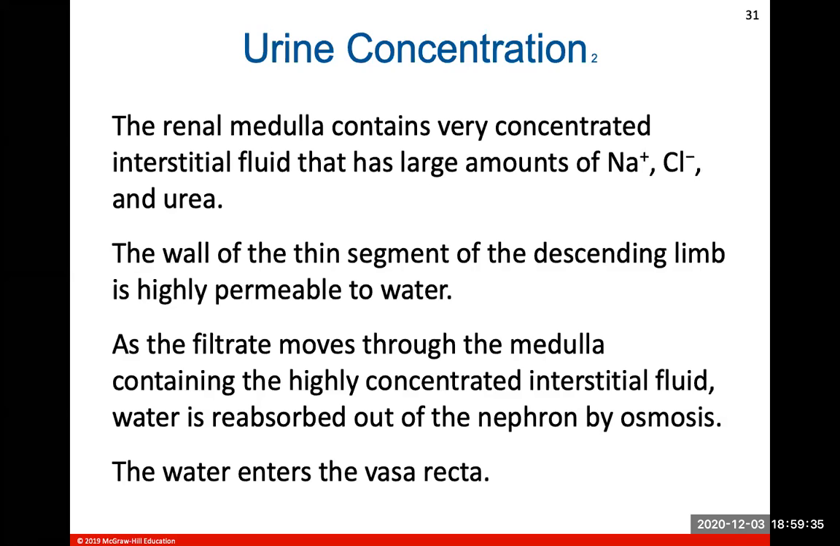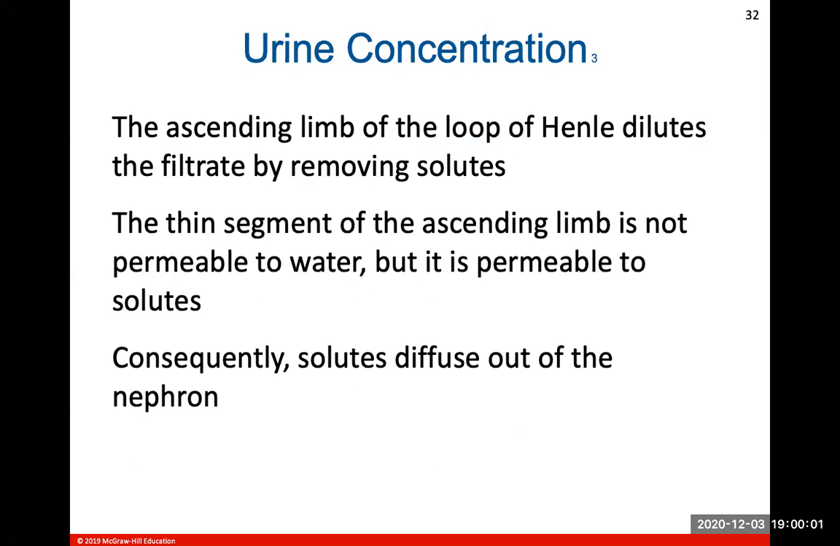The renal medulla, that layer in the kidney, will contain very concentrated interstitial fluid that has large amounts of sodium chloride and urea, and the wall of the thin segment is highly permeable to water. So as filtrate moves through the medulla containing a highly concentrated interstitial fluid, water will naturally be reabsorbed out of the nephron by osmosis, and the water will then enter the vasa recta.